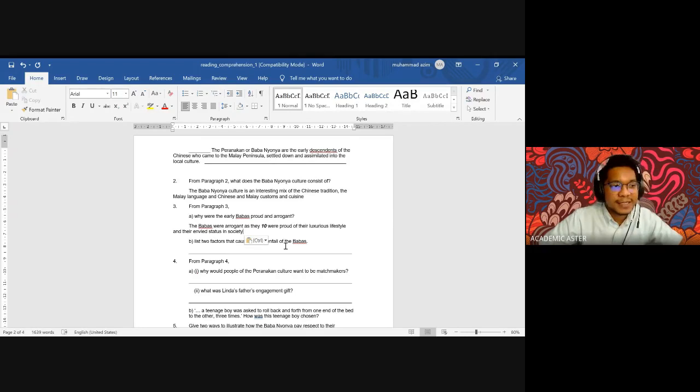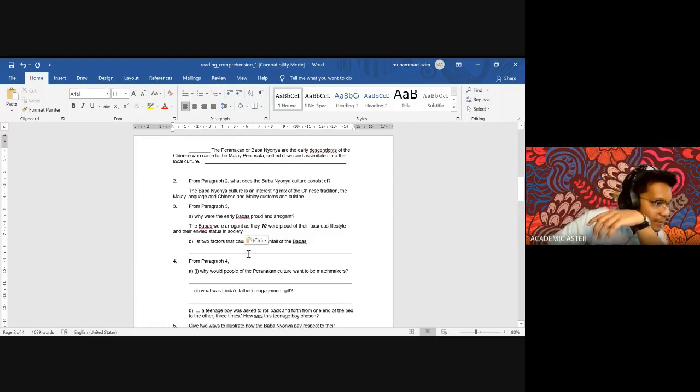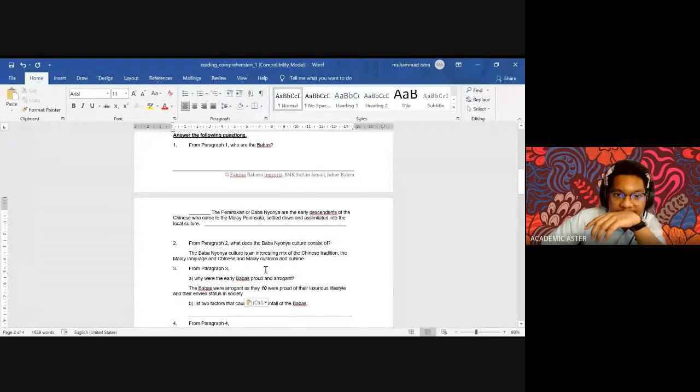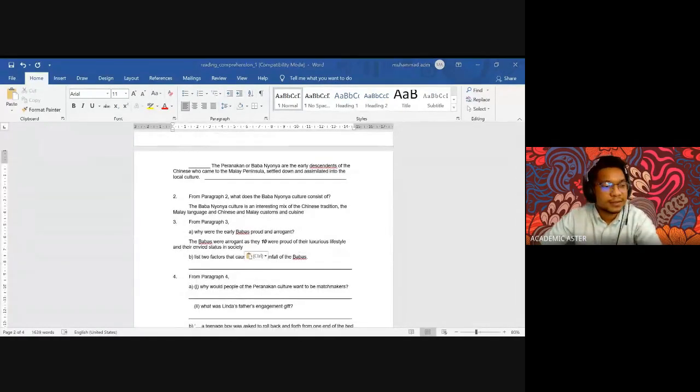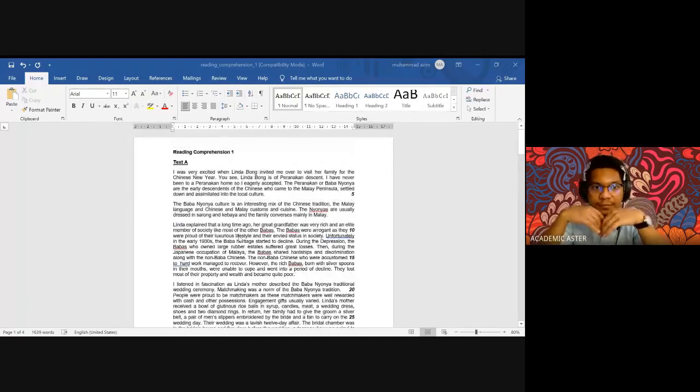Farzana, Nur Farzana. 3B. From paragraph 3, list two factors. Boleh tulis ni? Eh, tak nampak lah. Kenapa ni? Okay. Tak nampak. What's question number 3? Okay. List two factors that cause the downfall of the Babas. From paragraph 3, downfall of the Babas, paragraph 3. Okay. What's your answer? Farzana?